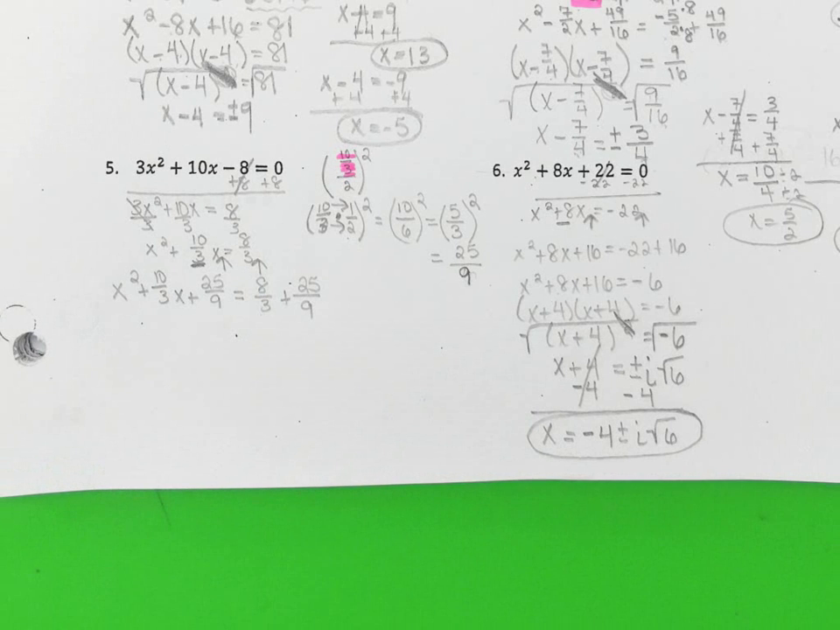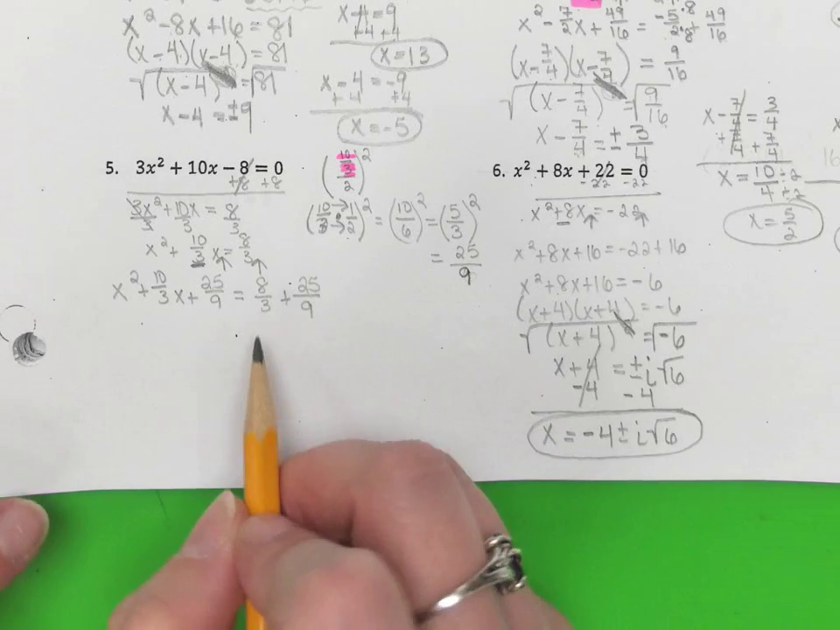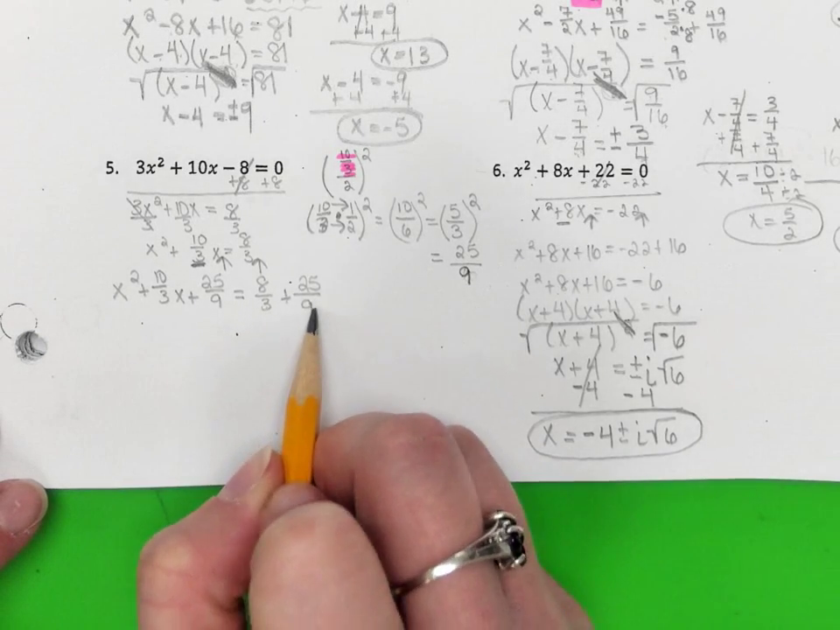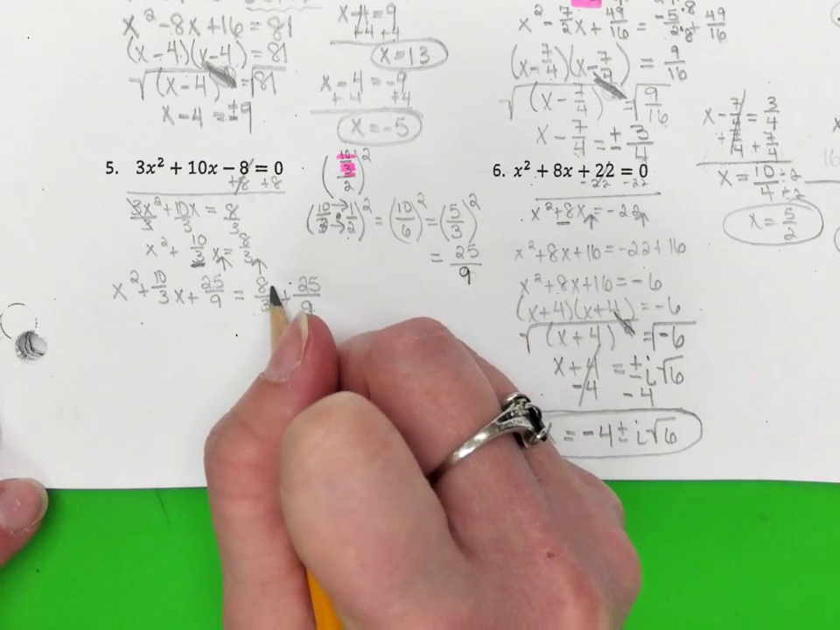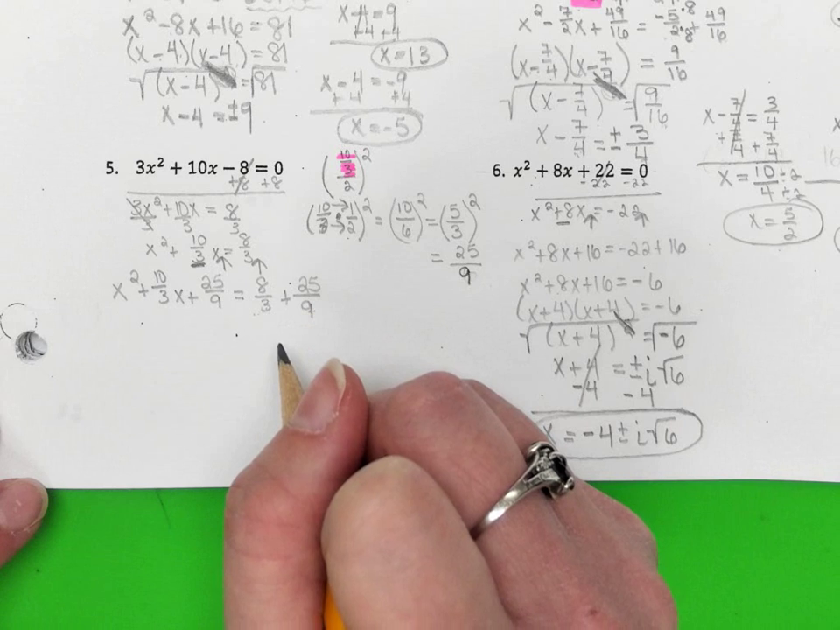Plus 25 over 9 on both sides, equals 8 over 3 plus 25 over 9. Alright, now here's the deal. In order to add fractions, you've got to have the same denominator. What's the same? Multiply 8 over 3 by 3.